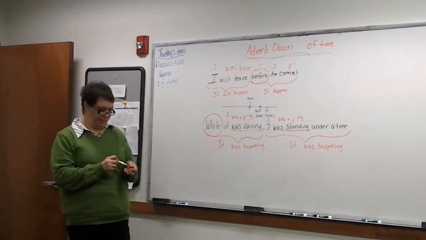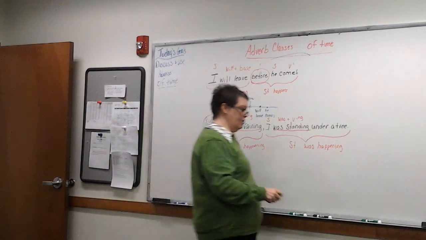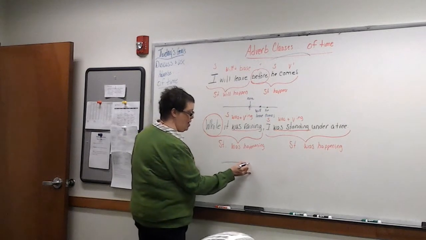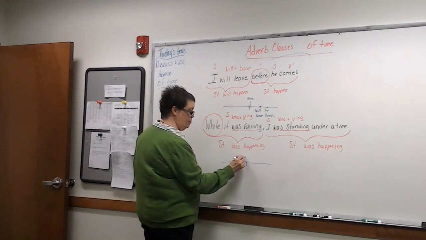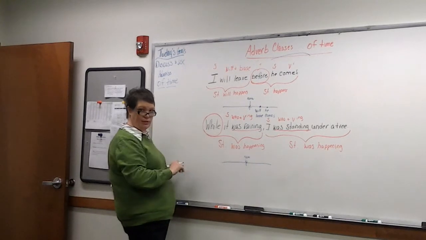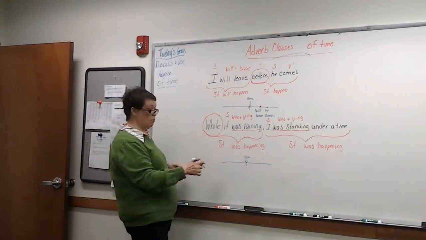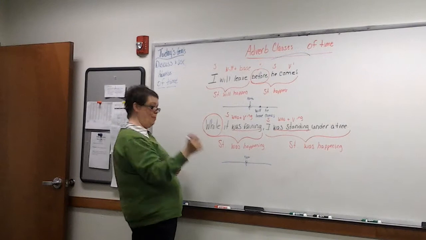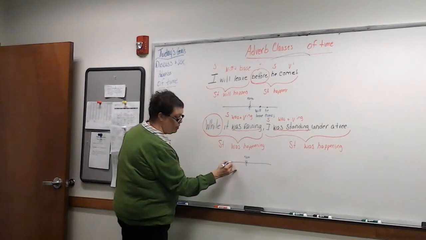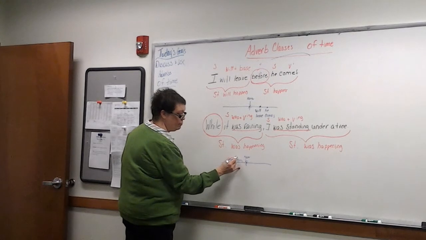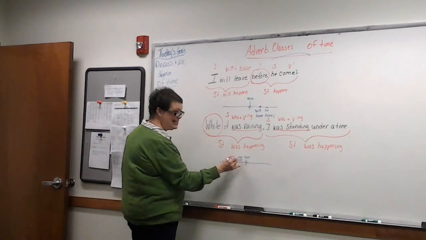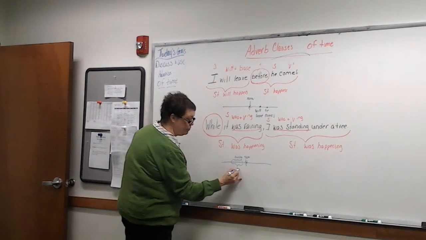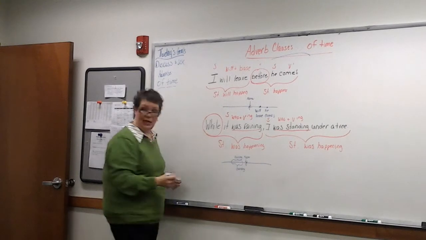On a timeline, let's look at that on the timeline. Here's now. Which side of the timeline are we on? Left or right? Left, because it was, so it's in the past. All right, it was raining. And at the same time, I was standing. Two events happening at the same time.